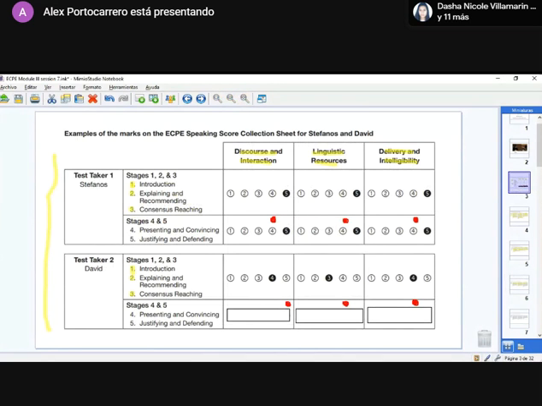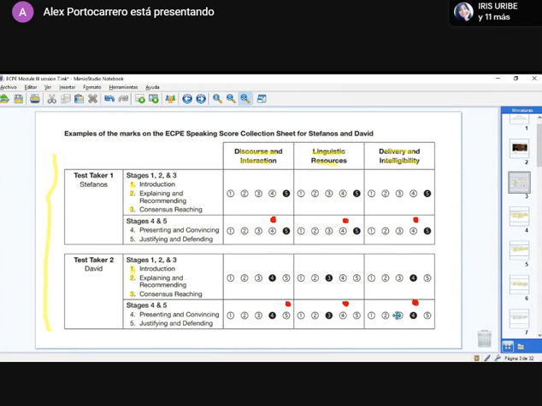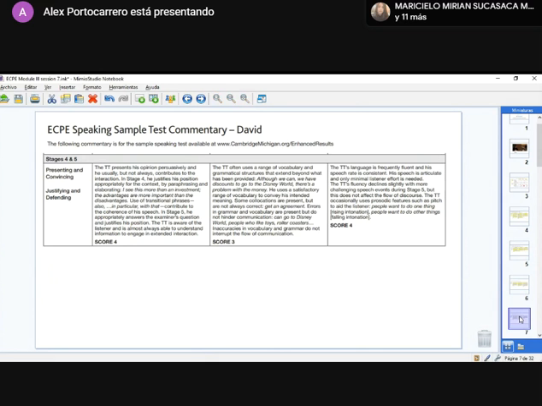Now, when it comes to David, he got a 4 in discourse and interaction. He got a 3 in linguistic resources, and he got a 4 in delivery and intelligibility, right? So here we are. And why did he get those scores? Well, according to this, in stages 4 and 5, David presents his opinion persuasively, and he usually, but not always, contributes to the interaction. So because of that, he loses a point, I think, right?